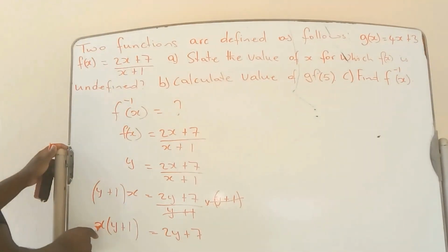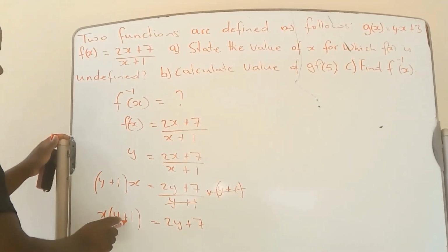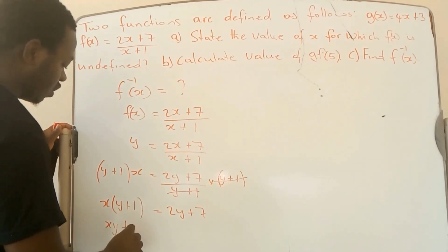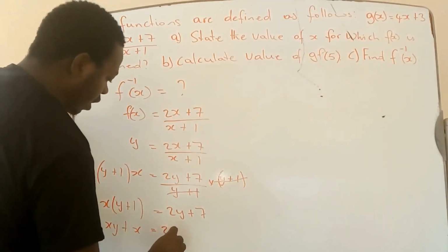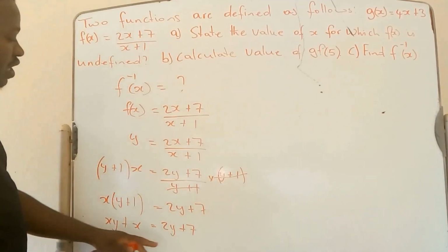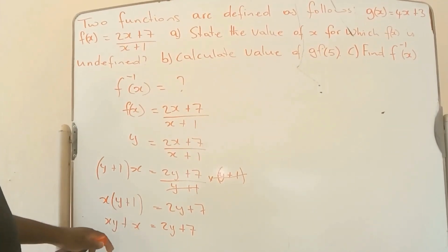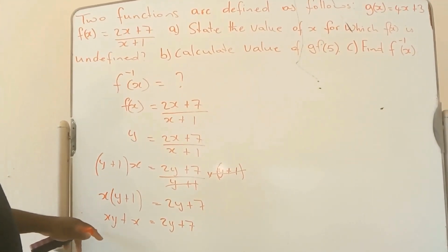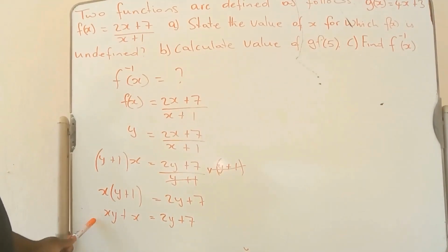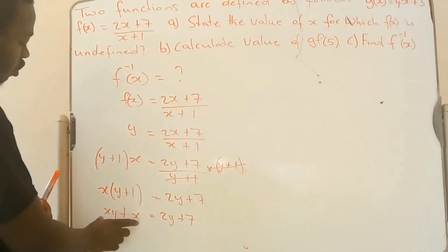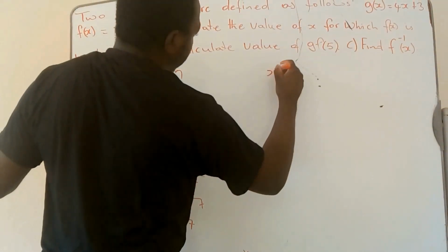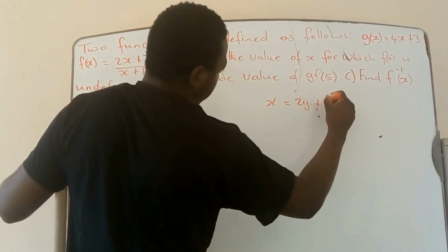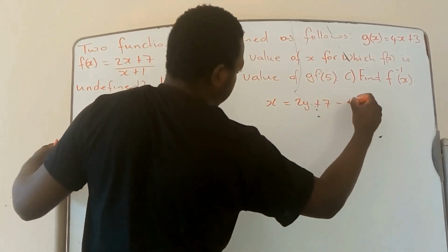Now you can distribute this x to each term. Take the x to multiply each term. So x times y gives us xy. x times positive 1 gives us positive x, which is equal to 2y plus 7. Now at this stage, you want to group the terms with y's on one side of the equation. So I want to get rid of this xy. It is positive, so what I'm going to do is subtract xy from both sides. If I subtract xy from this side and this side, I'm left with x, which is equal to 2y plus 7 minus xy.